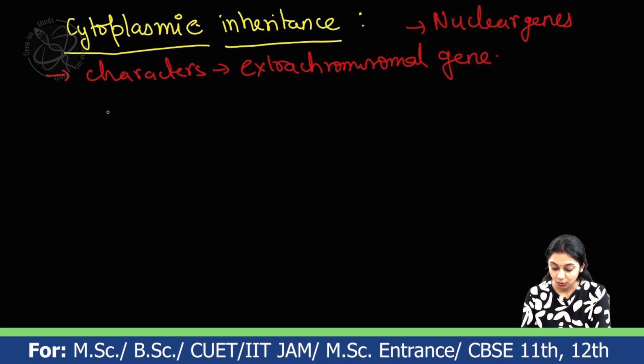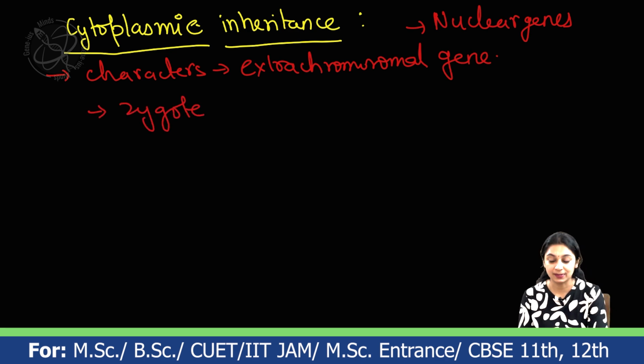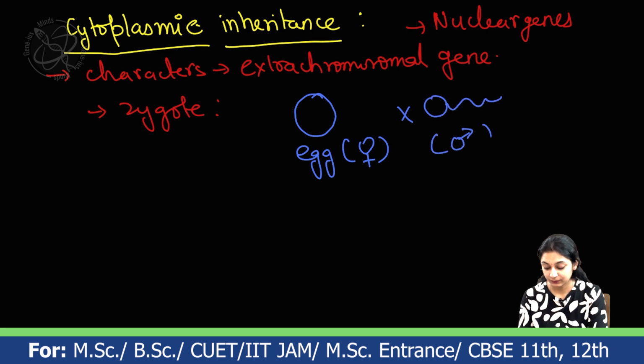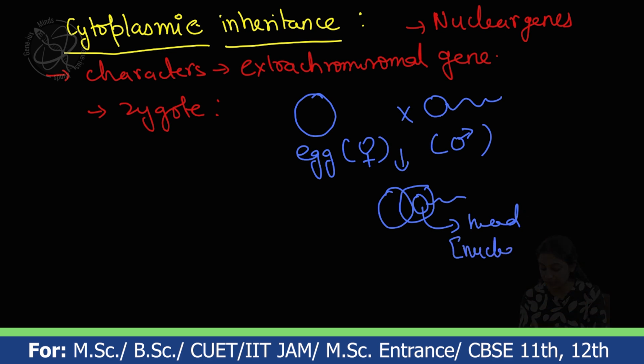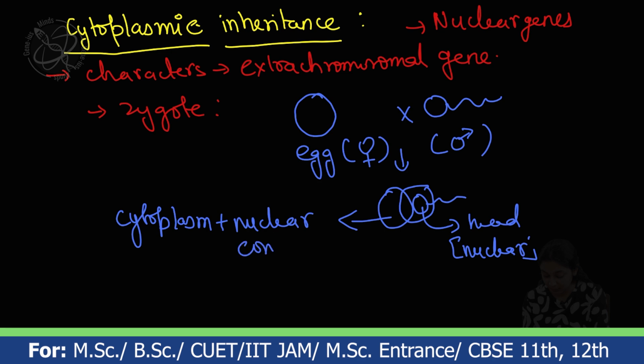So, in the cytoplasm or during zygote formation, what exactly happens? What happens in the process of fertilization? There is a fusion of the egg cell from the female and the sperm from the male. During the fertilization process, as you all know, only the head portion of the sperm fuses with the egg. So, only the nuclear content is given by the male parent, whereas the female parent contributes the cytoplasm plus the nuclear content. So whatever zygote is formed, it gets cytoplasm only from the female parent. That's why this inheritance pattern is known as the cytoplasmic inheritance pattern.